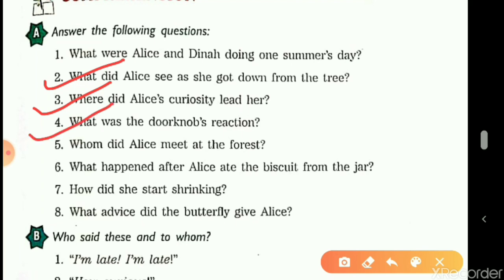Question number 4. What was the doorknob's reaction? Answer number 4. The doorknob cried, eek. It was speaking.